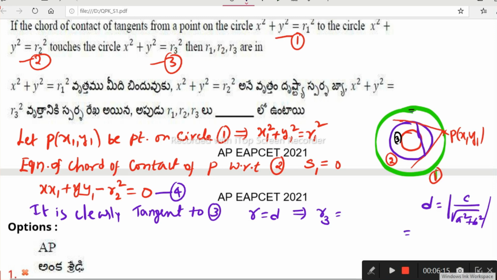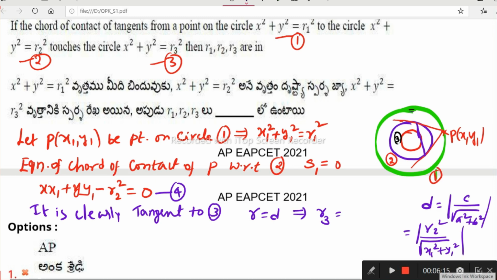In place of the C, what is there? R2 square is there with modulus, minus R2 square. Minus R2 square becomes plus R2 square in case of modulus, root over x1 square plus y1 square. A square is x quotient whole square, that is x1 square plus y1 square. Okay, now this is the distance from center (0, 0) to equation 4.